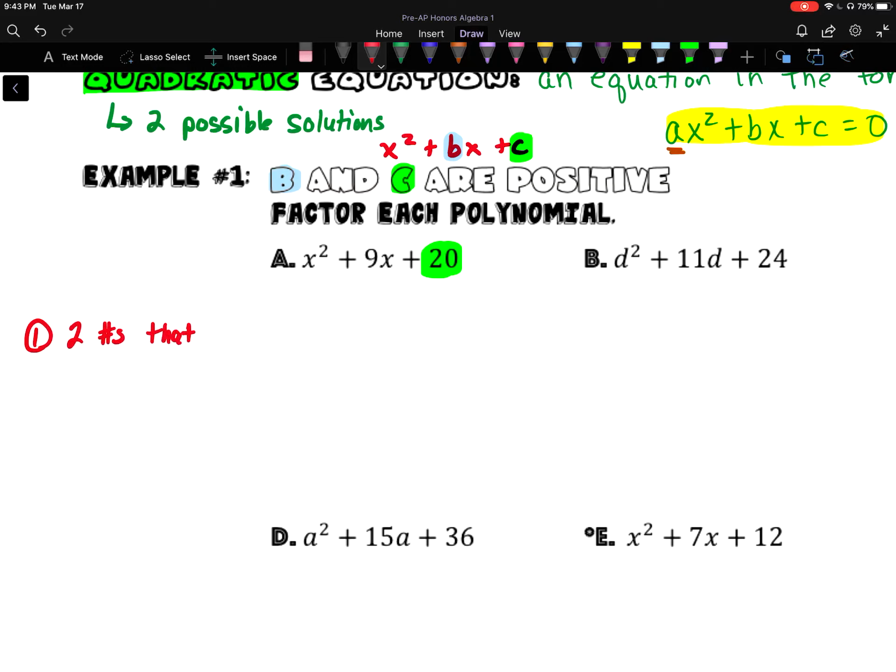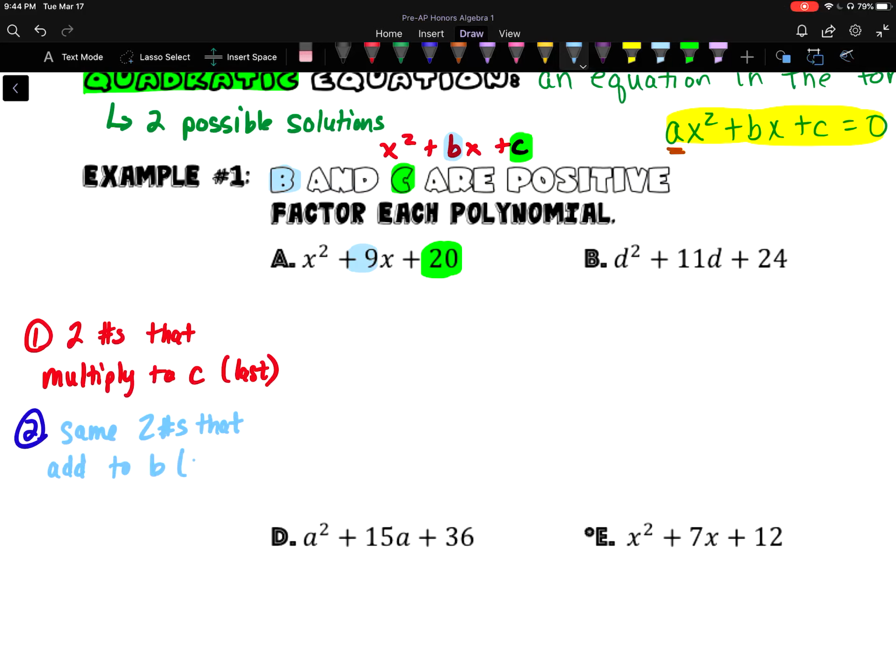The first thing that we're looking for is two numbers or two factors that multiply to c. And remember, c is always our last term. Then the next thing that we're going to look for involves our b value. We want to take those same two numbers that add to b, which again, b is always our middle term.